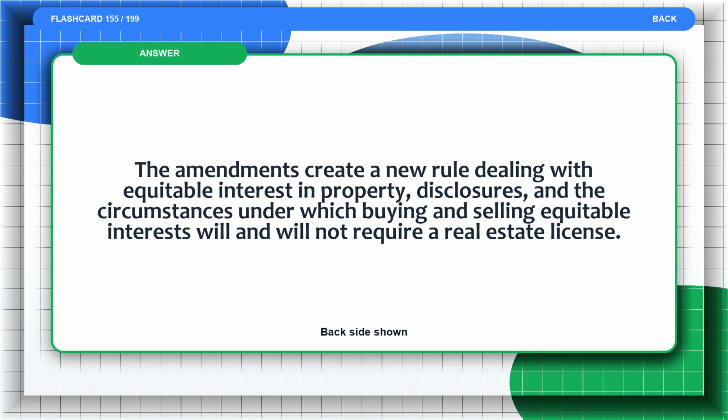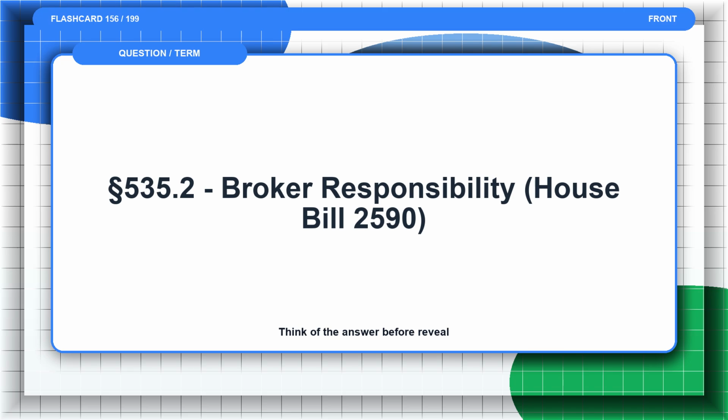The answer is, the amendments create a new rule dealing with equitable interest in property, disclosures, and the circumstances under which buying and selling equitable interests will and will not require a real estate license. Flashcard 156. Section 535.2 Broker Responsibility. House Bill 2590. Pause and think of the answer before the reveal.